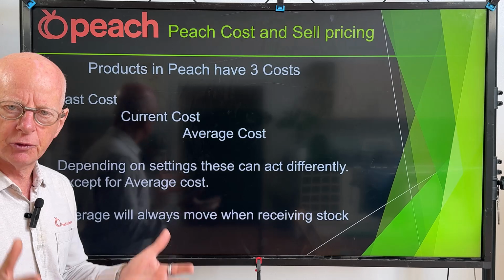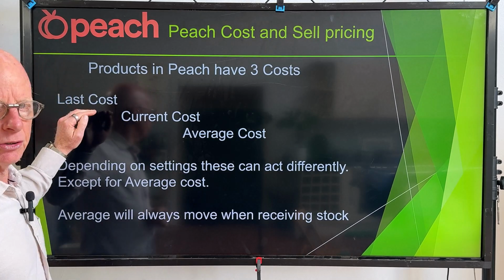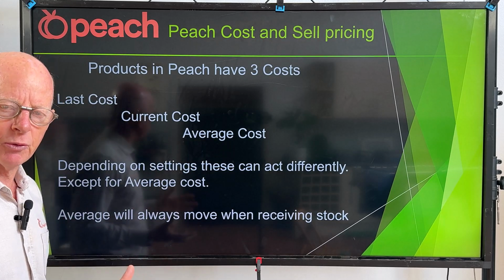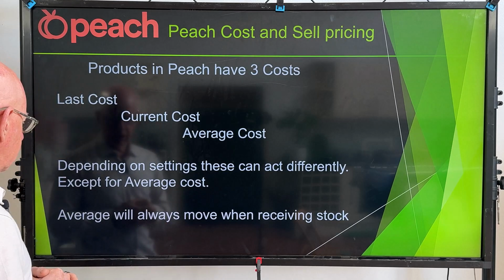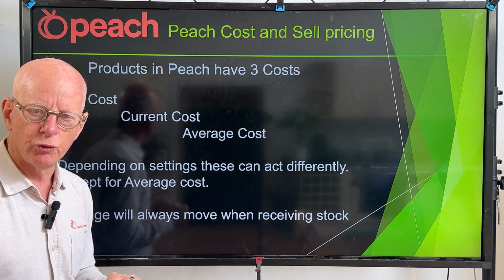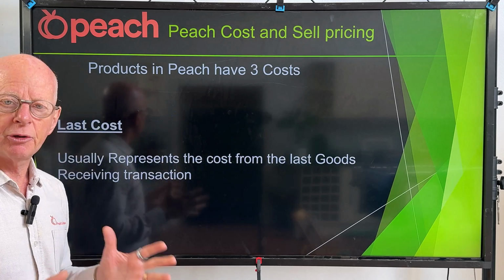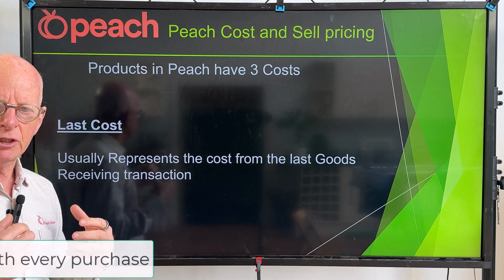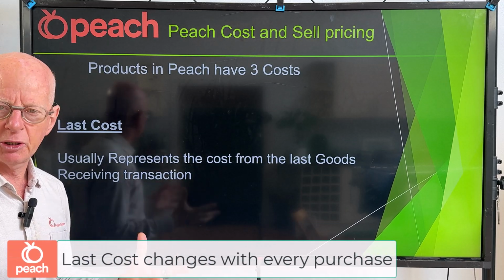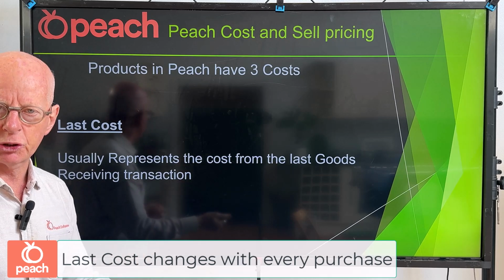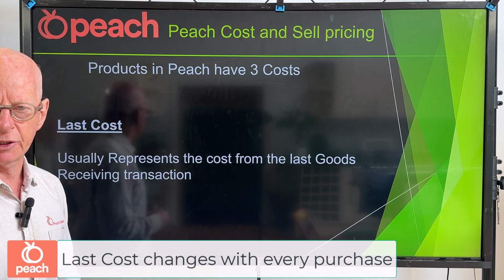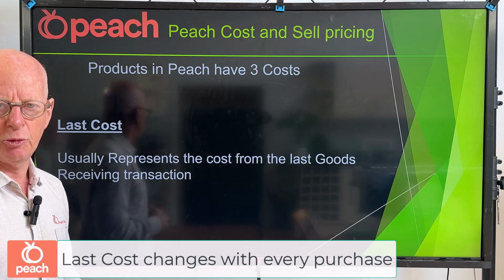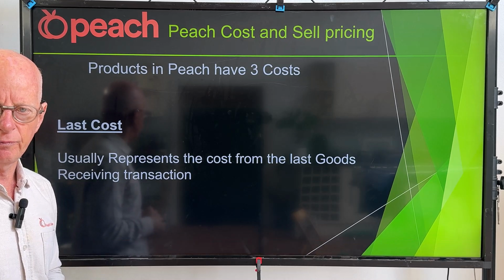In Peach Software, we've got three costs. We've got the last cost, the current cost, and the average cost. Now, depending on the settings in the background, these may act slightly differently, but the average cost will always move when you receive stock. So going through these three costs, you've got your last cost. Usually this represents the last time you purchased a product. It doesn't matter where you bought it from, doesn't matter if it was on special or if you had to pay a premium because it was out of stock with your normal supplier. The last cost will always represent the last time you purchased the product and how much you purchased it for.